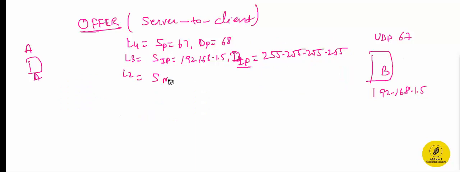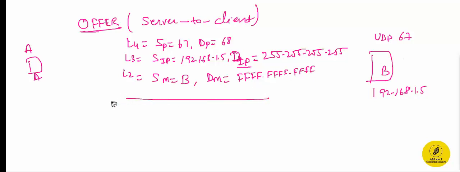On layer 2, we'll have the source MAC address. Right now we're talking about the packet that is being initiated from the DHCP server, so it will have the MAC address of the DHCP server. And then we'll have the destination MAC address. In the destination MAC address also, the server will still use the broadcast, so it will be a layer 2 broadcast again. This packet then goes to the client.